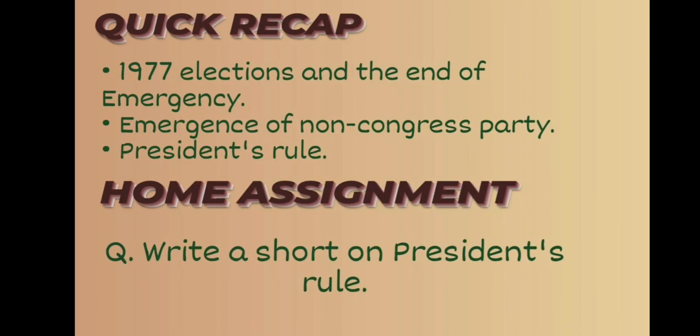Let us have a quick recap, children. Today we have learned about the 1977 elections and the end of the Emergency, the emergence of a non-Congress government, and a very important article, Article 356, President's Rule. Now it's time for a home assignment. You have to write a short note on President's Rule. Children, please refer to the textbook when you are writing this home assignment.